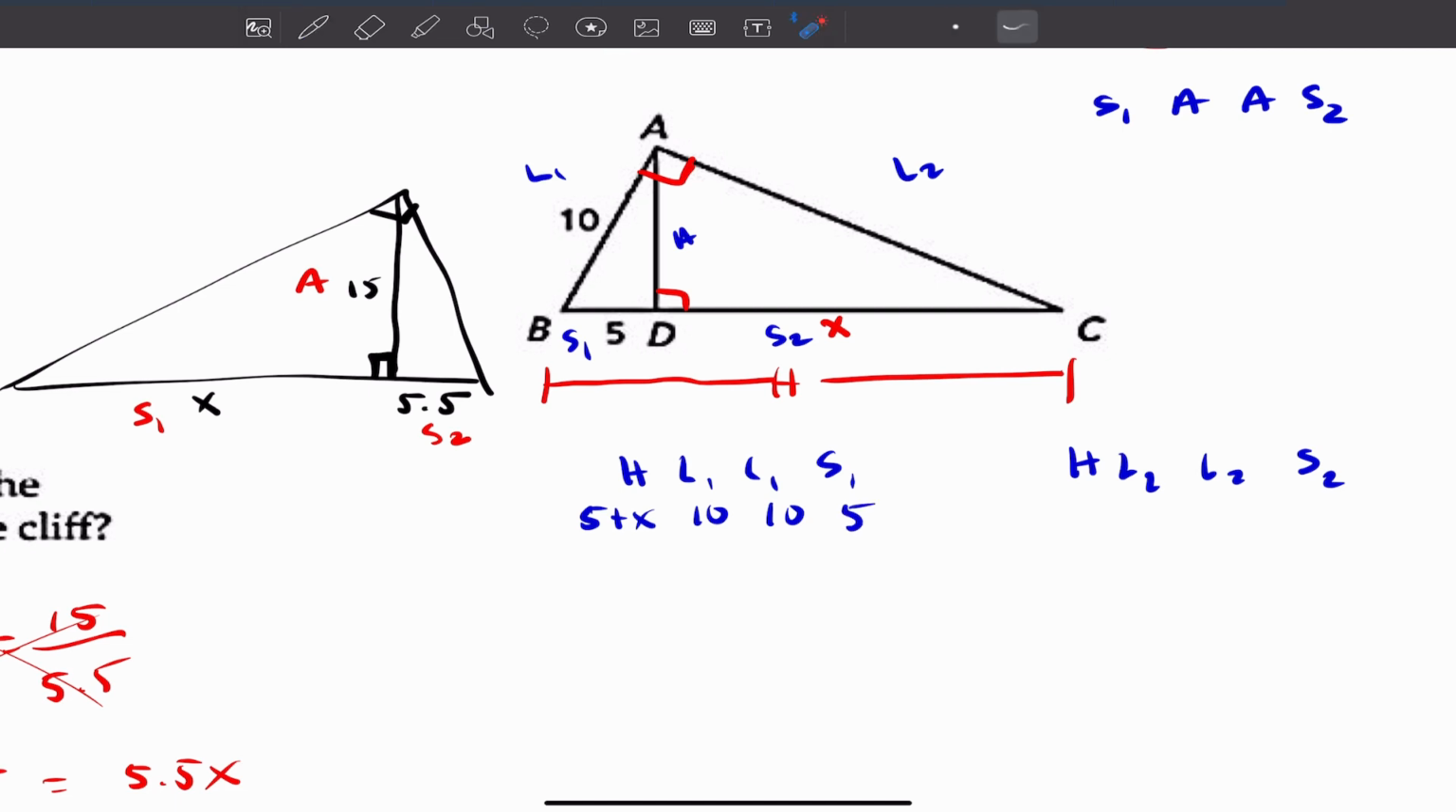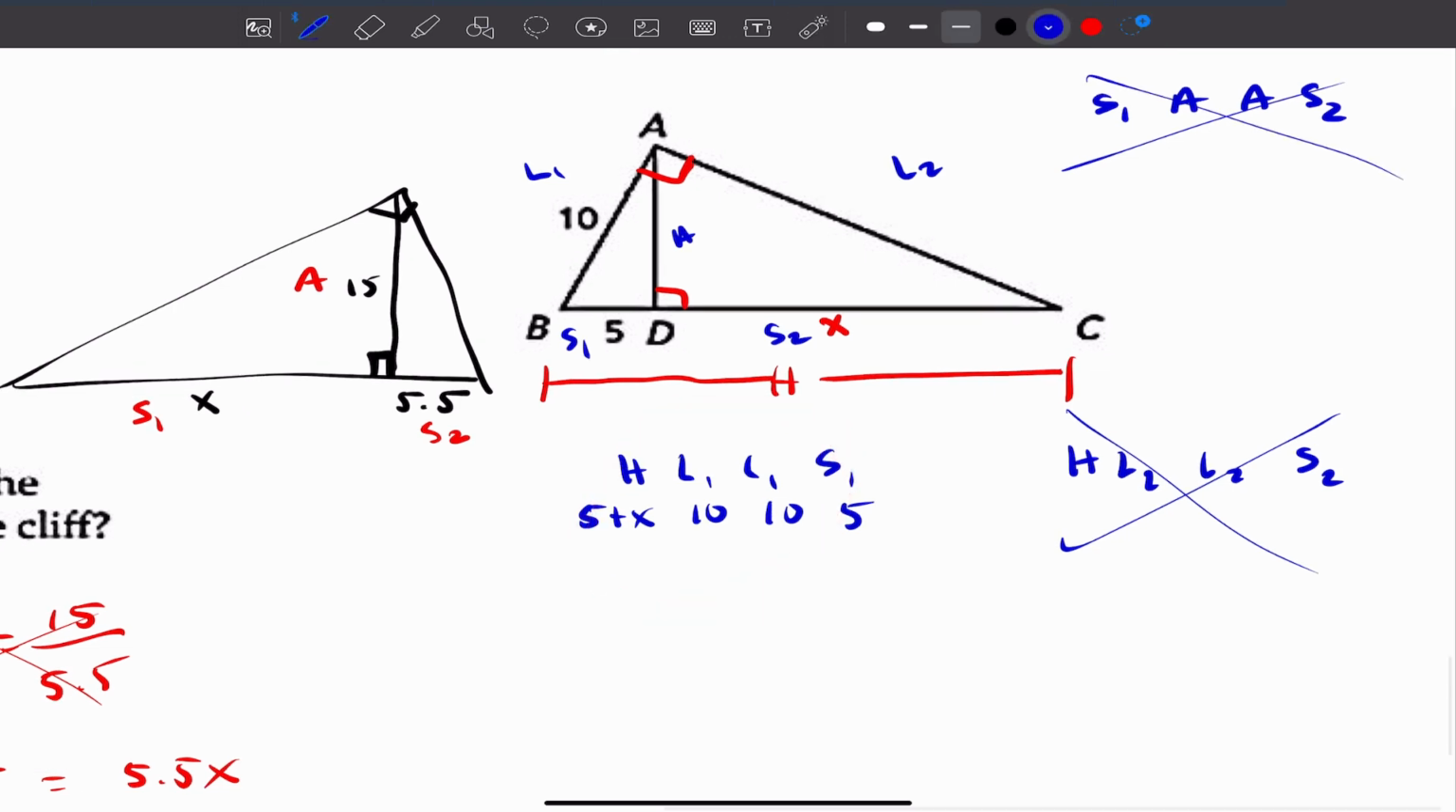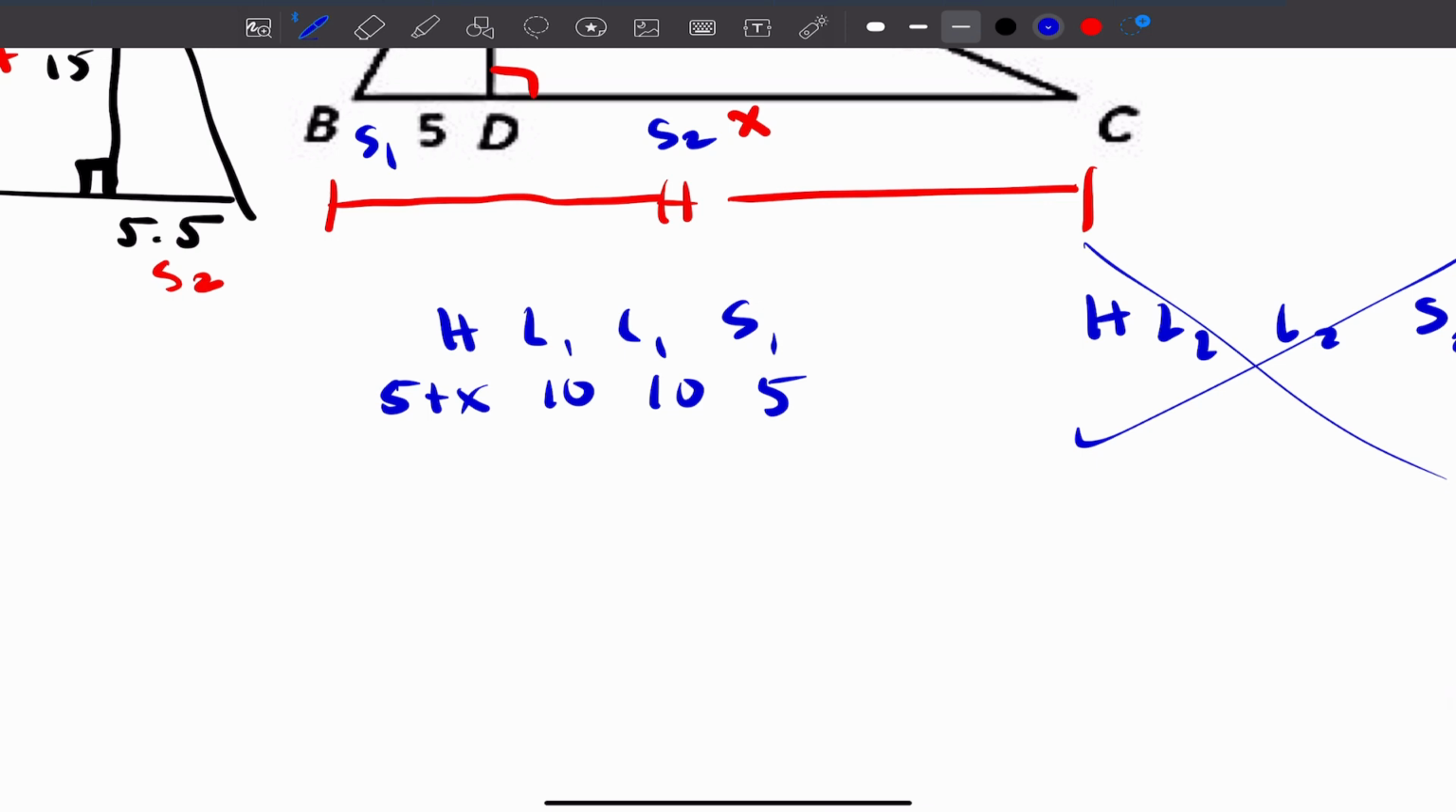So this one looks really nice because we're dealing with just one variable. And if I were to look at HL2, there's really nothing there, so I don't need to use HL2. Let's see SAAS real fast. We have segment 1, and then there's the altitude. We don't even know what the altitude is, so we don't need that. So basically, HL1 is what we're going to be using.